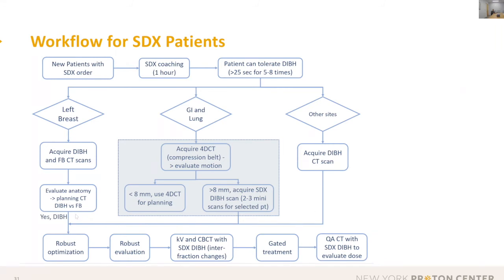Once the DIBH scan is collected, we push the images to the planning team and let them contour the target and do robust optimization and robust evaluation. During treatment, we do KV and cone beam CT to evaluate reproducibility, just based on image fusion and registration. And then the patient will receive gated treatment. During the treatment course, we also repeat the simulation and evaluate the dosimetric differences associated with anatomy changes, and that also includes the reproducibility of SDX.